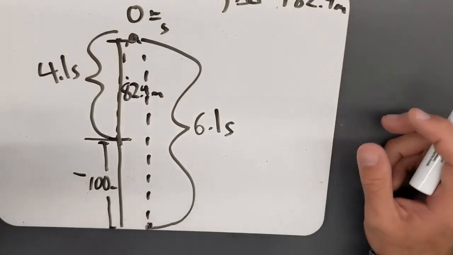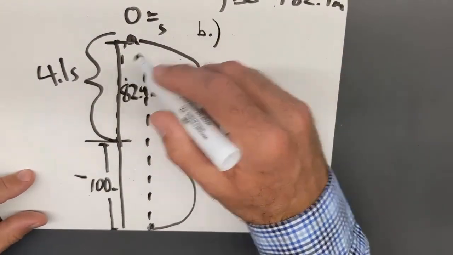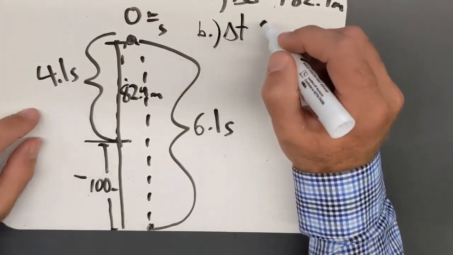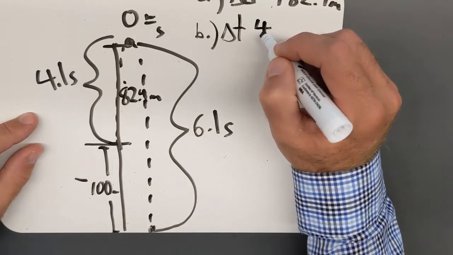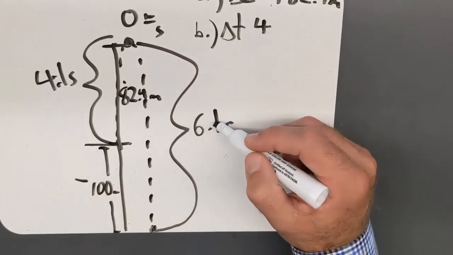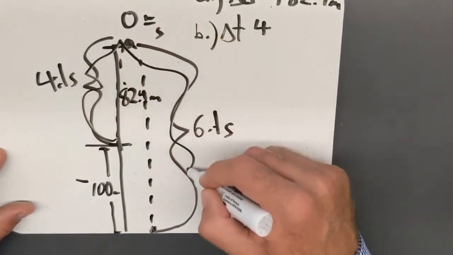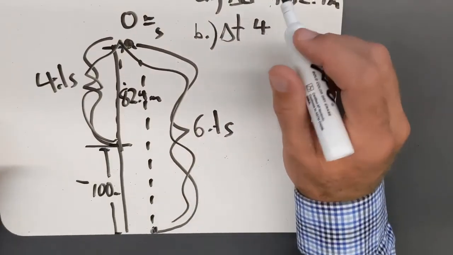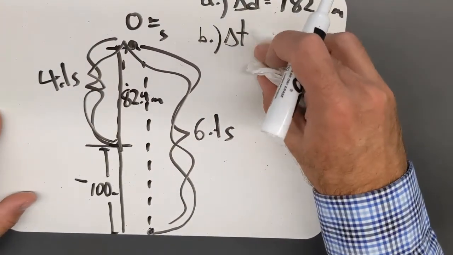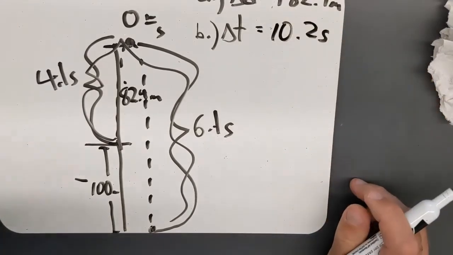Then they're asking how long is the ball in the air? Well, part B then is delta t. Well, I had the 4 seconds. All right, I had this time plus that time, right? Because that's 4 to get up, 6.1 to get all the way down, and that gives me 10.2 seconds. All right, what do we got next?